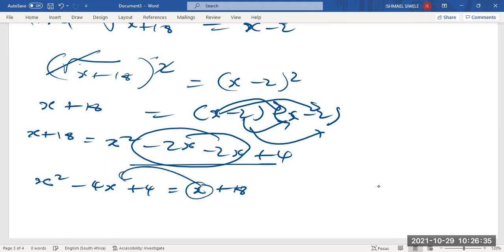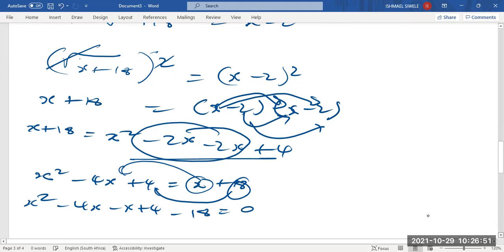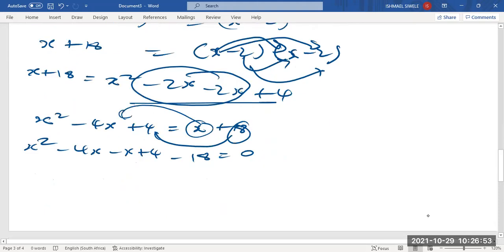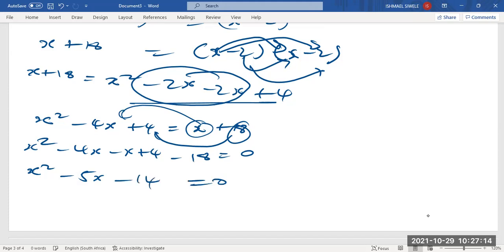Now I have to take this across so that it aligns with the negative 4x. So I'm going to have x squared minus 4x minus x plus 4, and this 4 is going to go along with the minus 18, and this is equal to 0. Okay, all right. Now with us having this, what are you going to have? X squared, negative 4x minus x, that is going to be negative 5x, right? And then 4 minus 18, that is going to give you negative 14, right? And this is equal to 0.